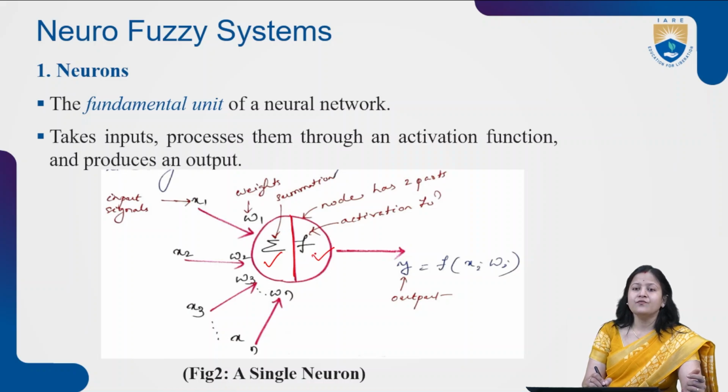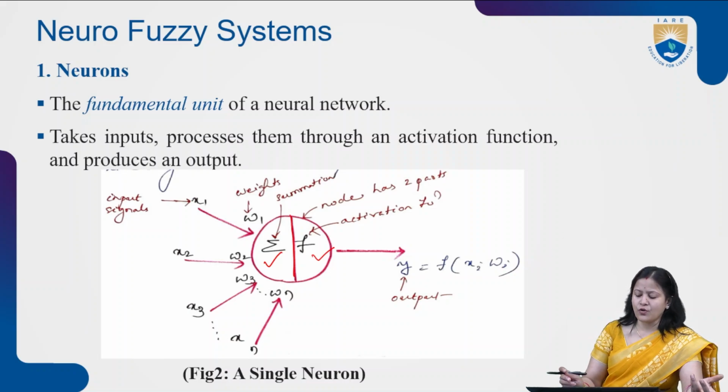Here the activation function introduces non-linearity into the model, and there are different activation functions. It generates the output, so the output y is equal to f of the sum of xi wi. This is a simplified representation of this particular node or neuron.